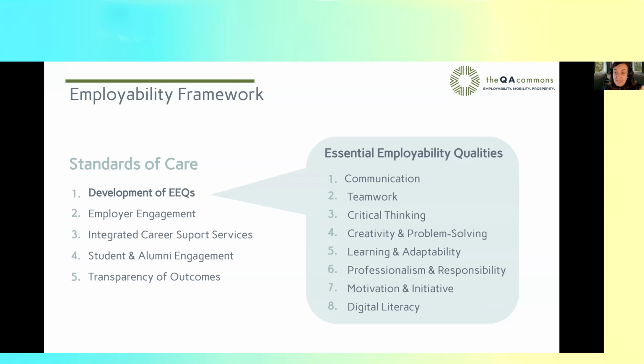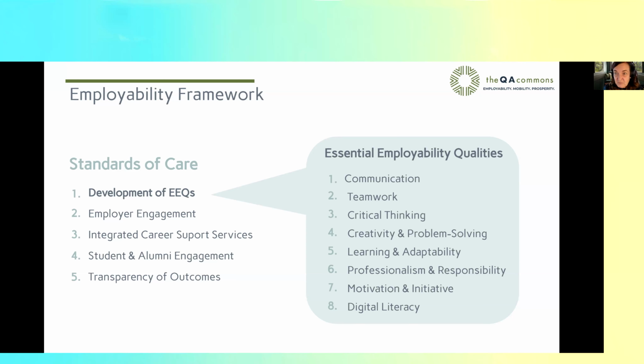So we have 5 standards of care that we believe are important for education and training providers. One is development of essential employability qualities. I'll go into that in a second. Employer engagement, integrated career support services, student and alumni engagement, and transparency of outcomes, also known as public information. So those are our 5 standards of care. And in this certification process, the one that is weighted most heavily is number 1, development of essential employability qualities, or as we call them, EEQs. And those are there on the right.